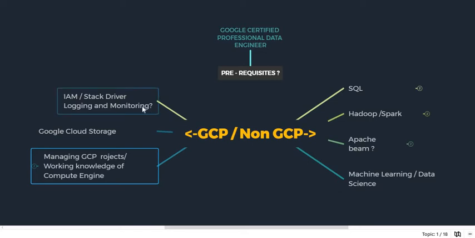So as you can see, one should have knowledge about identity and access management, how the users are getting created in Google Cloud platform. One should have Stackdriver logging and monitoring knowledge. So basic Google Cloud services that are available, one should have knowledge about, like Google Cloud Storage, and one should be aware how the resources are structured in Google Cloud Platform. So I'm talking about managing the GCP projects, how to create a new project, right? And how to enable the services APIs, all those knowledge.